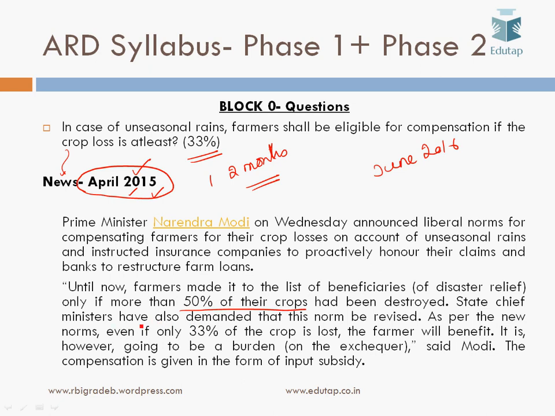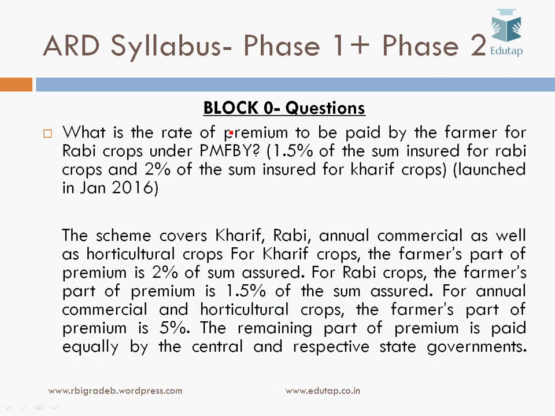Now the state CMs had also demanded that this norm should be relaxed or revised. As per the new norms, even if only 33% of the crop is lost, the farmer will get the benefit. Right, so the answer was 33% and it was based on a news item from April 2015. Fine. Third question based on block 0.